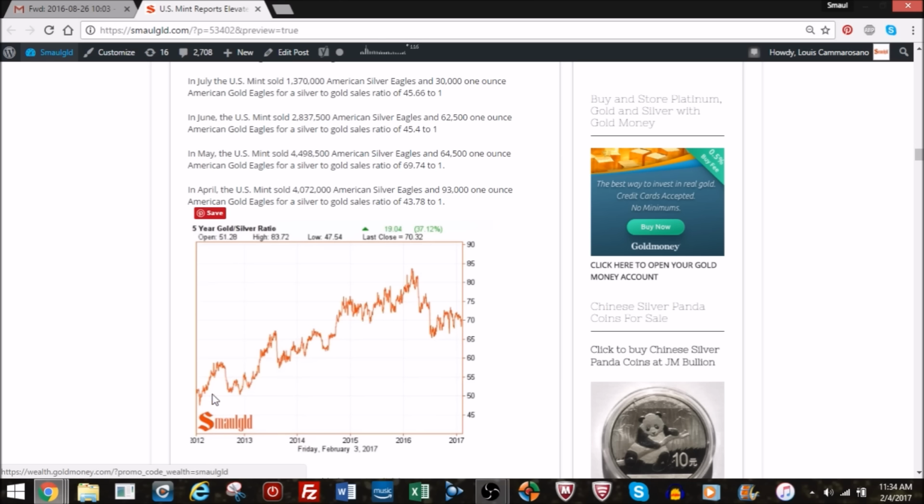And while they're yakking, the gold silver ratio went all the way up to 83. They started talking about it when it was 40, 45. And, you know, it's come down to 70.